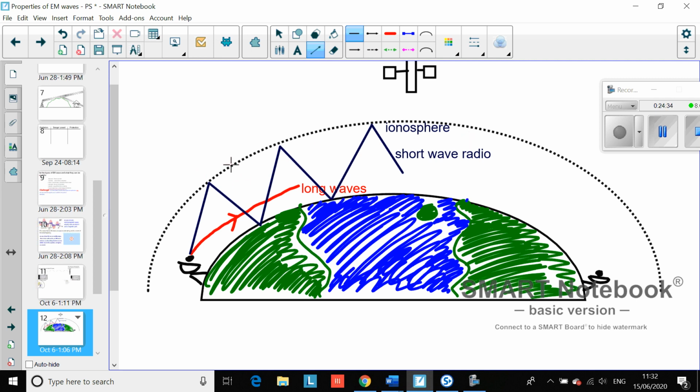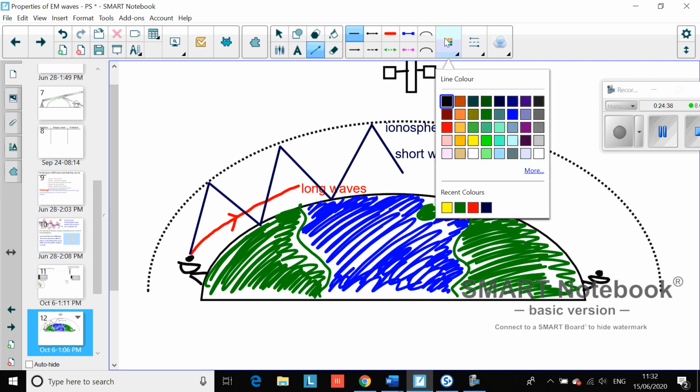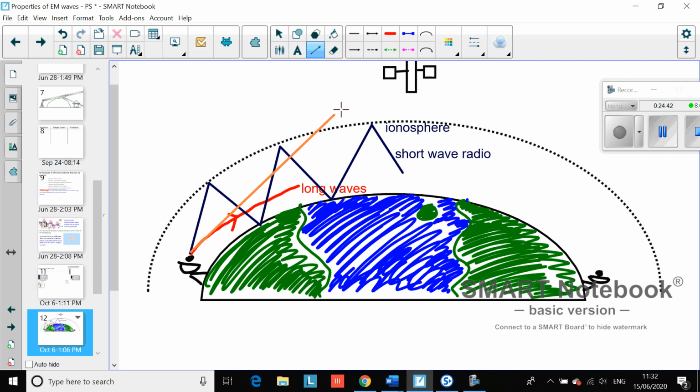But what we have to do is that line of sight rule still applies. So we use satellites. So if I want to send a signal like that, I can send it up to my satellite and then beam it back down to my receiver over here. But I cannot use radio wave for this. I have to use microwaves.